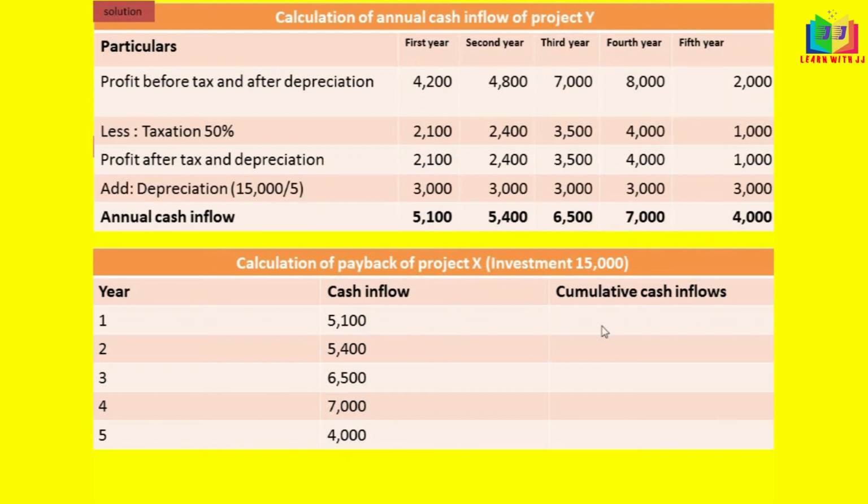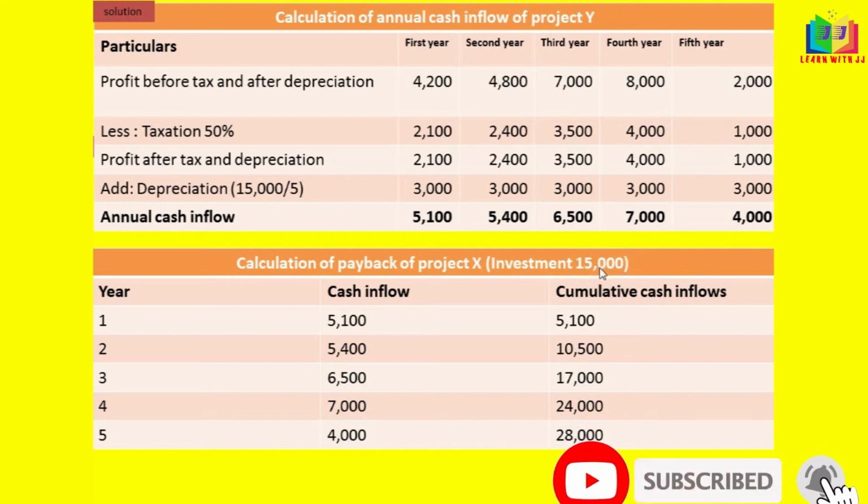First year we have to write this 5,100 and second year 5,100 plus 5,400, we'll get 10,500. And with this 10,500 we have to add this 6,500. We'll get 17,000, and with this 17,000 we have to add this 7,000. We'll get 24,000, and with this 24,000 we have to add this 4,000. We'll get 28,000. This is the cumulative cash inflow. And now we have to check where it lies. This 15,000 is the cost of the investment. We have to check where it lies.